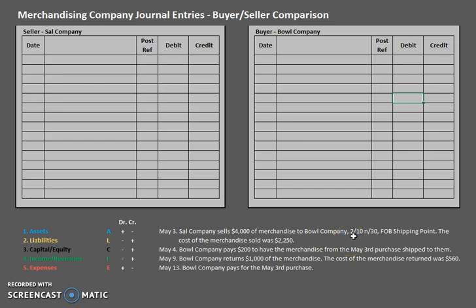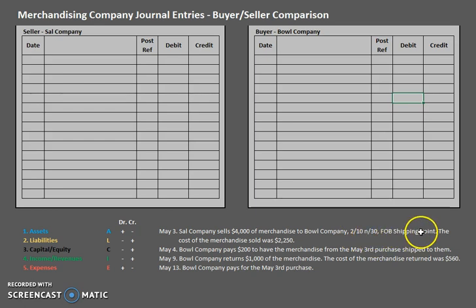So they tell us that it is 2/10 net 30 FOB shipping point. Now let's talk about what all those numbers and terms mean. Now 2/10 tells us about the discount amount. So it's going to be a 2% discount if the buyer pays within 10 days. But regardless, the total amount is due within 30 days. So if this said 1/15 net 60, that would just be a 1% discount if paid within 15 days. Regardless, the total amount is due within 60 days. So that's how you read those terms.